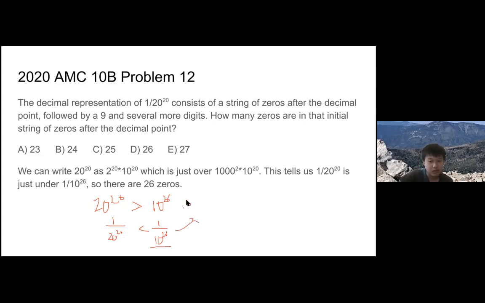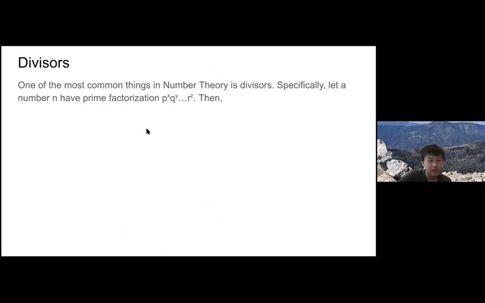Now what does this latter number look like? It looks like 0. followed by 25 zeros and a 1. And anything less than this number will have 26 zeros, followed by what's probably a 9. So that tells us there's 26 zeros after the decimal point. Does that make sense to everyone? Okay, let's move on to the next problem then.